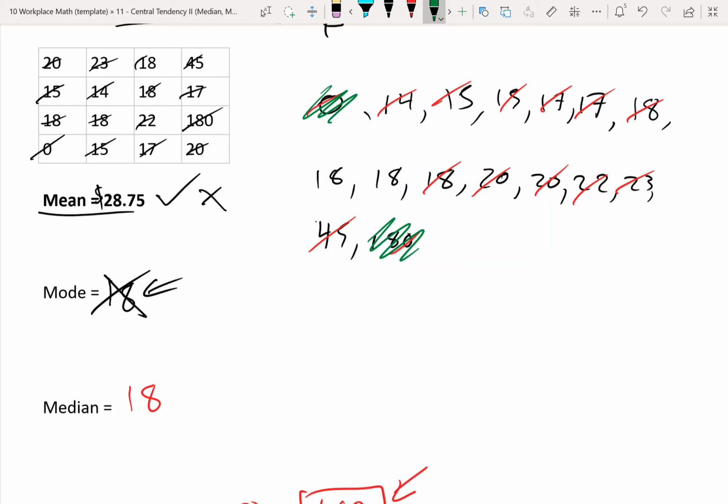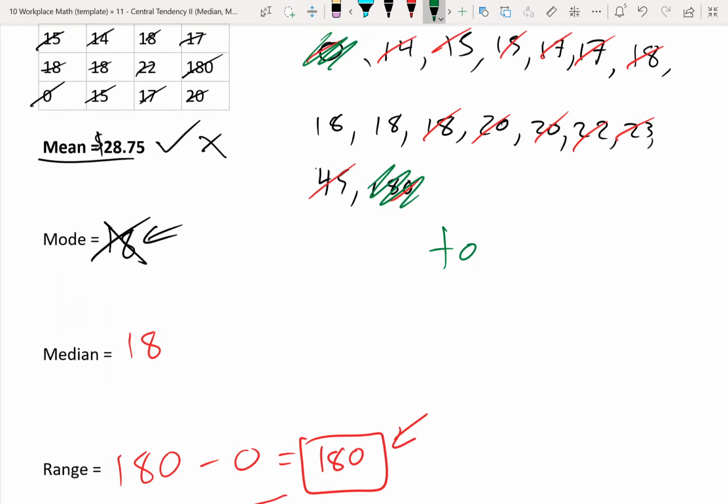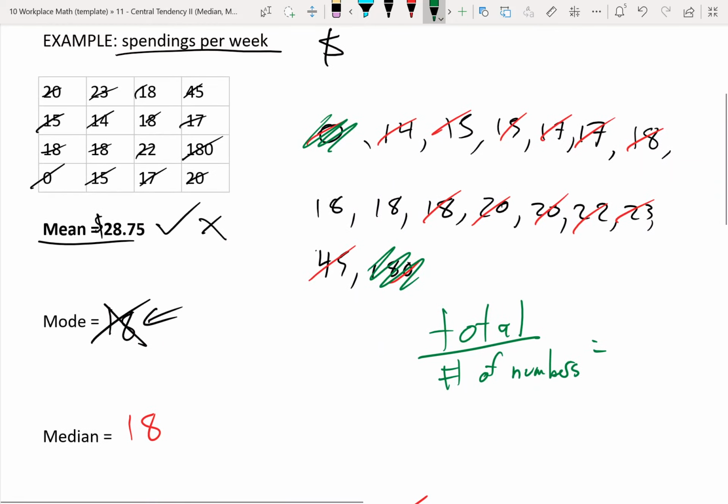So we're going to find the trimmed mean, which is the total of all those numbers we have left divided by the number of numbers. We're going to add up all those numbers together. So 14 plus 15 plus 15 plus 17 plus 17 plus 18 plus 18 plus 18 plus 18 plus 20 plus 20 plus 22 plus 23 plus 45. That gave me 280, and there are 14 numbers left. If I divide that by 14, it gave me 20.